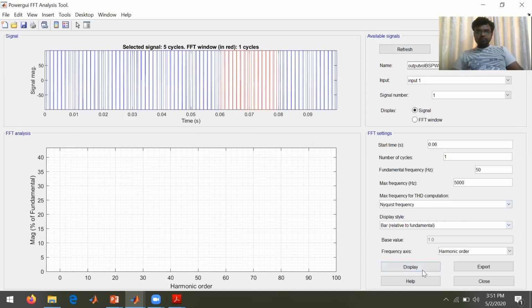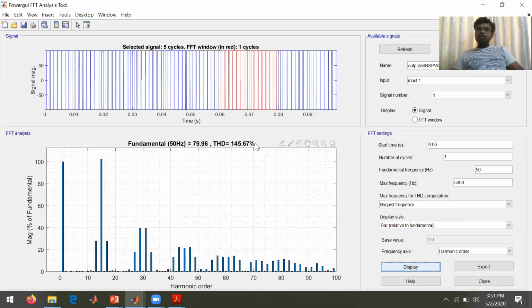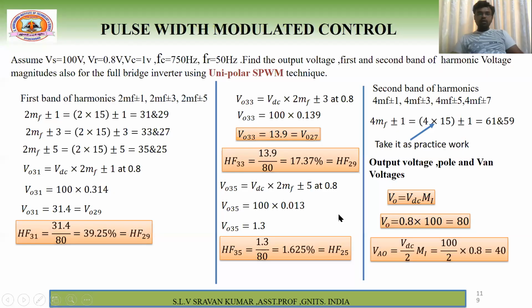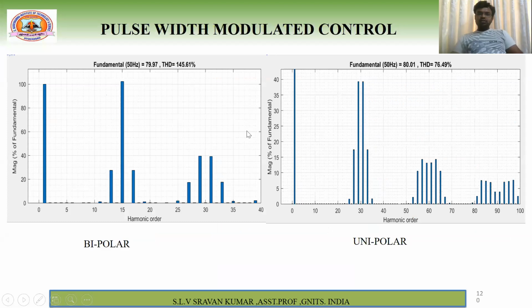what THD do we get? 145 point something, you have. Because of that reason, generally we don't go for the unipolar scheme in some cases. Okay. So this is the final. I just want to conclude now. Therefore, what happens? This is 145 and this is 76. That is a major advantage.